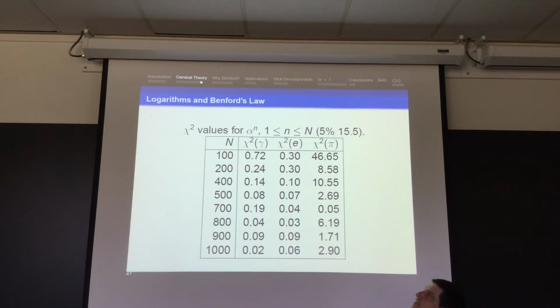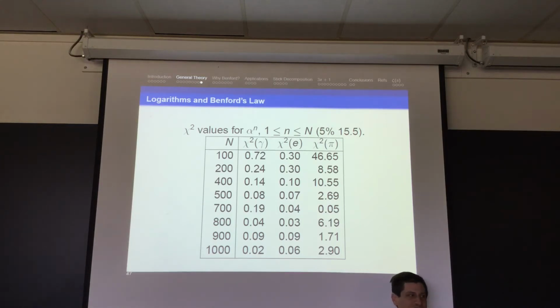So here are 3 of my favorite numbers: the Euler-Mascheroni constant gamma, the Euler constant e, and pi. And so what I'm doing is I'm calculating chi-squared values. I'm seeing how good is Benford to these numbers. The smaller the chi-squared value, the closer Benford is to describing what happens when I look at powers of these numbers. So this is now time to play Sesame Street.